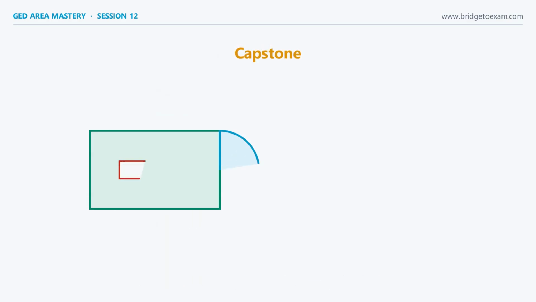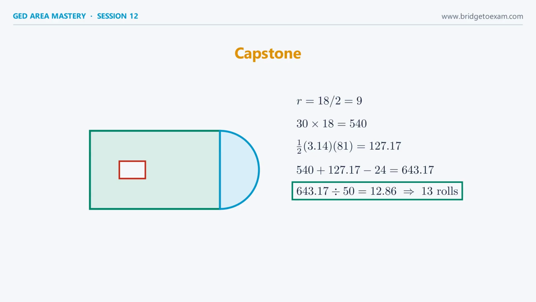1 capstone. A recreation area is a 30 by 18-foot rectangle with a semicircle attached along the 18-foot side. A 6 by 4 storage pad gets no turf. Rolls cover 50 square feet. The semicircle's diameter is that 18-foot side, so the radius is 9. Rectangle, 540. Semicircle, half of 3.14 times 81 is 127.17.